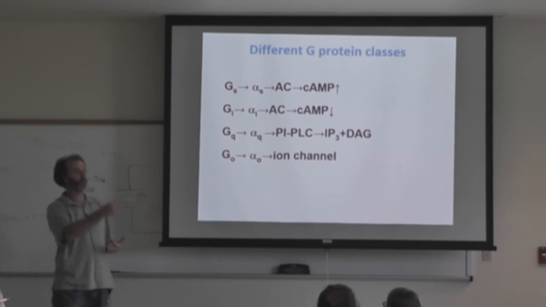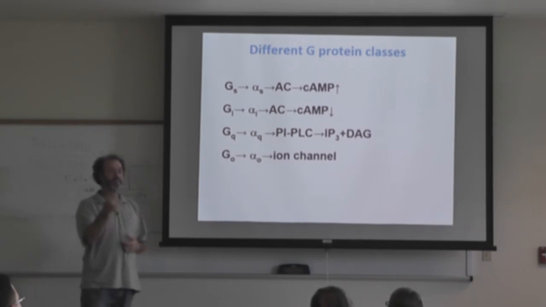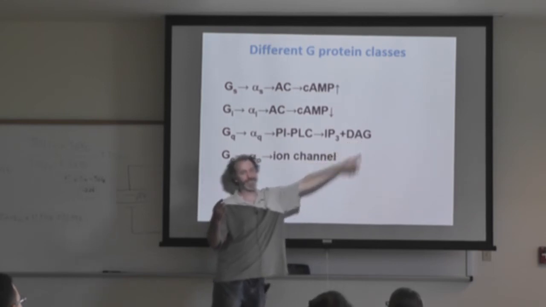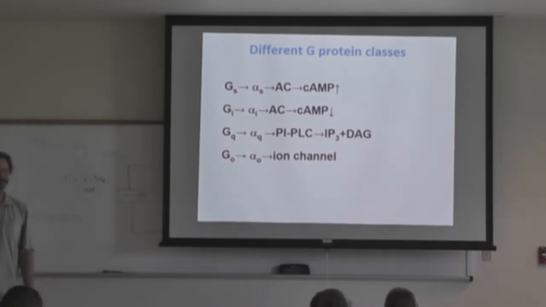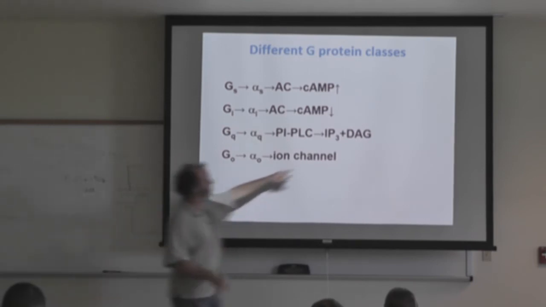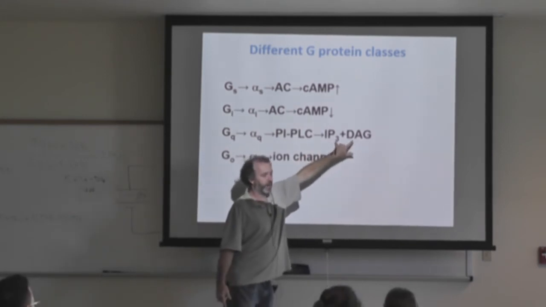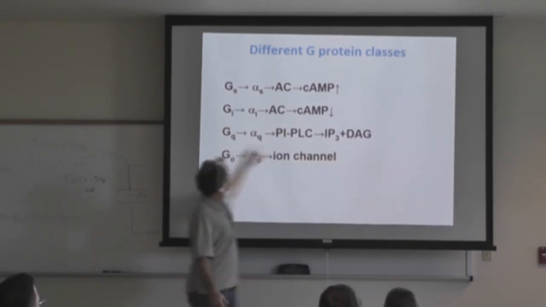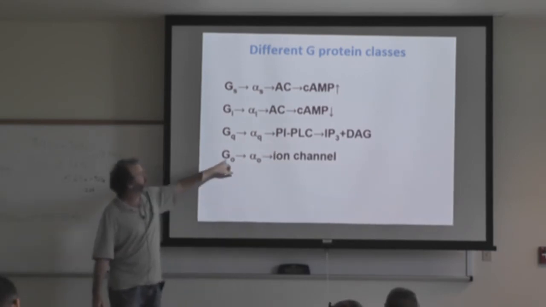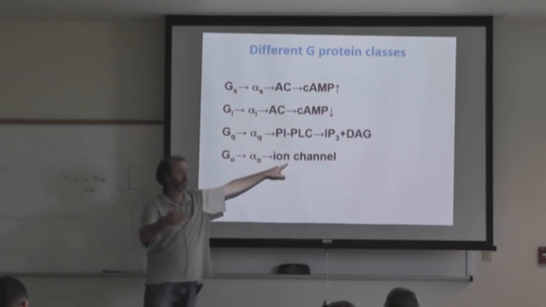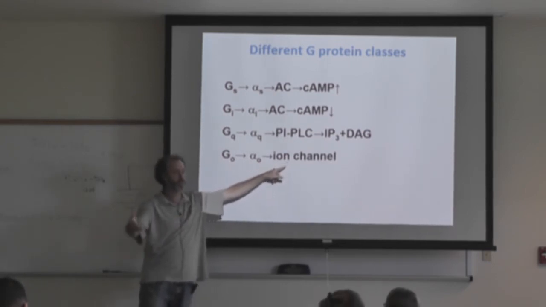If you remove the head group on a phospholipid, what do you have left? It's two long chains, right? Diacylglycerol. So that's what DAG stands for, diacylglycerol. IP3 is inositol triphosphate, and both of these are secondary messengers in this G protein cascade. And then you have your Go, where the alpha subunit goes and opens up an ion channel, and that influx of calcium or whatever ion ends up being the secondary messenger for that.